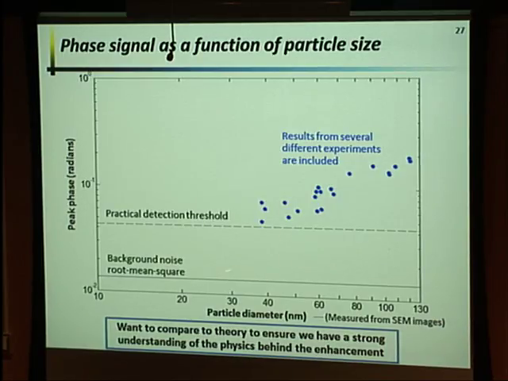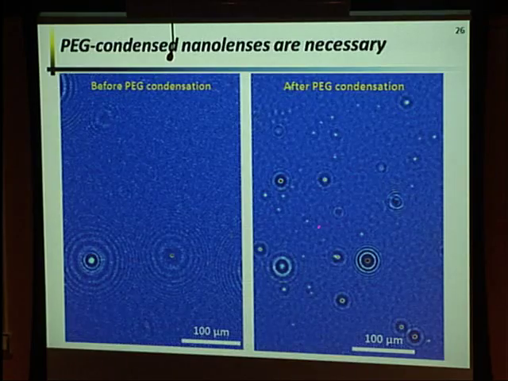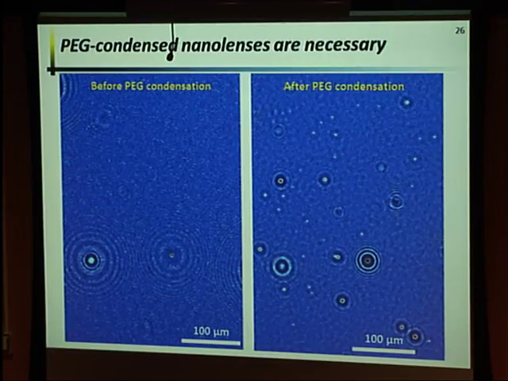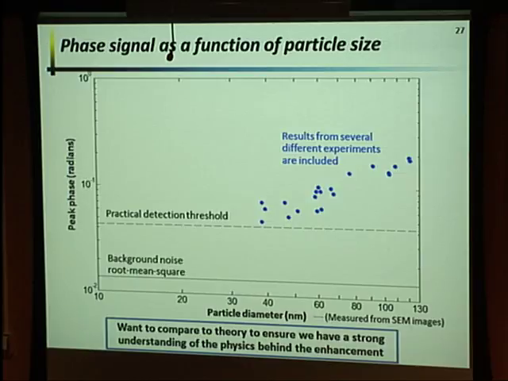What I showed you before, which I should say here, is that these images are actually phase images. Each one of these peaks corresponds to the phase signal that we're receiving from this particle. We can plot this phase signal as a function of the particle diameter that we measure using SEM, and we see that there's some sort of relationship. As one might expect, larger particles provide larger signals.